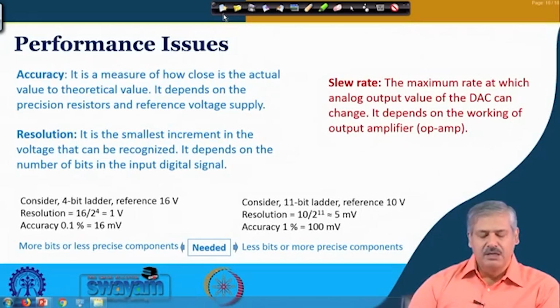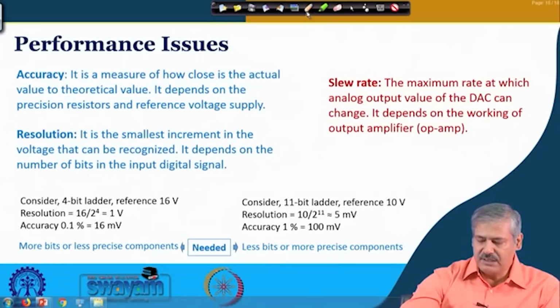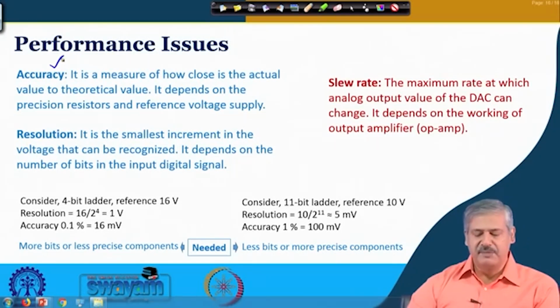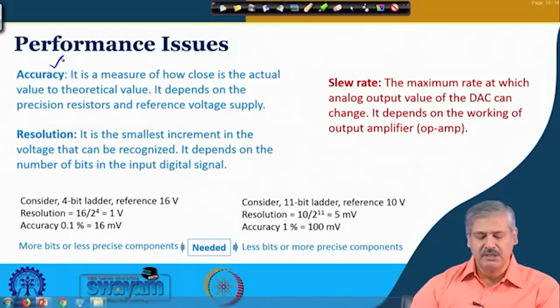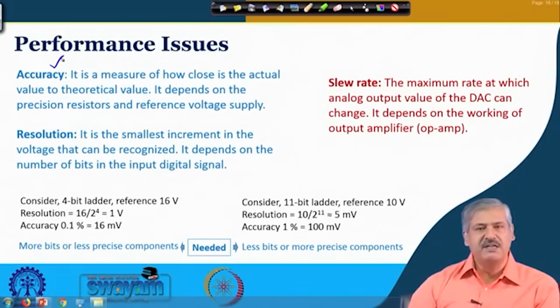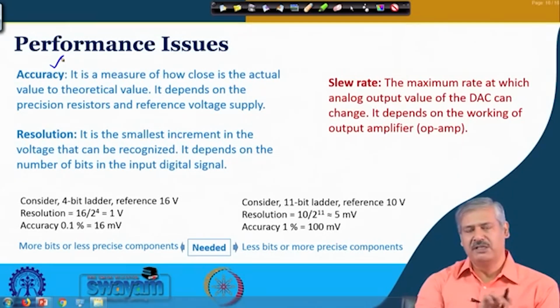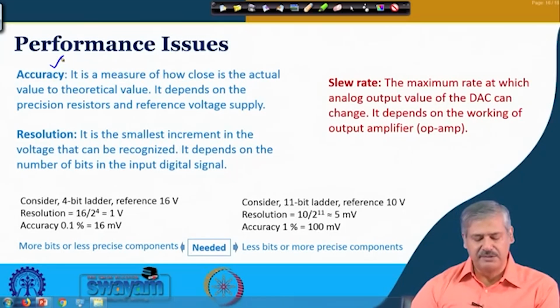Okay. So, important things are of course accuracy, right. It is a measure of how close the actual value is to the theoretical value. Of course, this is one important element. It depends on the precision resistors and the reference voltage supply, which is why we mentioned that particular block and additional circuitry required.